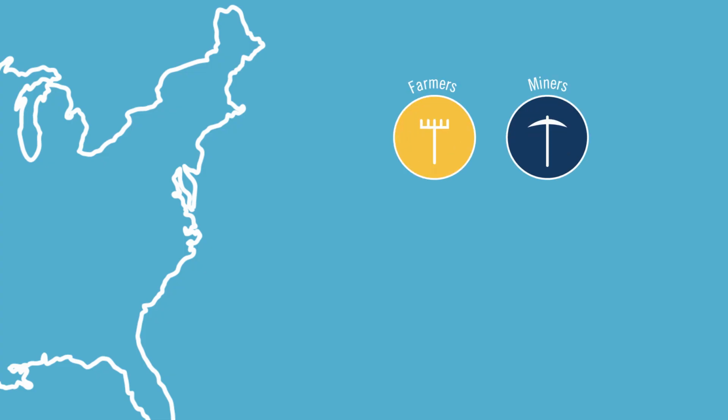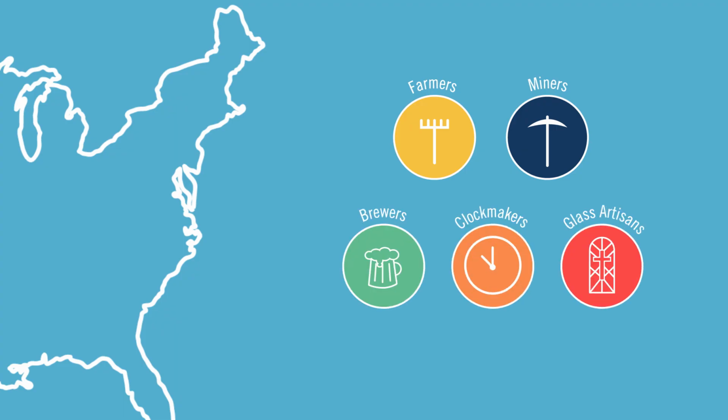Rather than taking on difficult manual laborer jobs as the Irish did, Germans became farmers and miners throughout the Mississippi and Ohio River valleys, and skilled artisans including brewers, clockmakers, stained glass artisans, and other craftsmen settled cities like Milwaukee, St. Louis, Chicago, Baltimore, and Cincinnati.